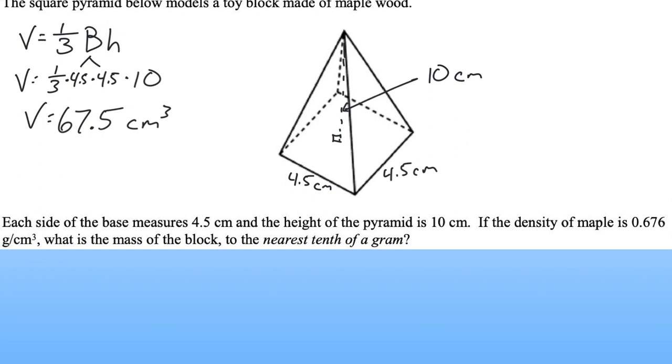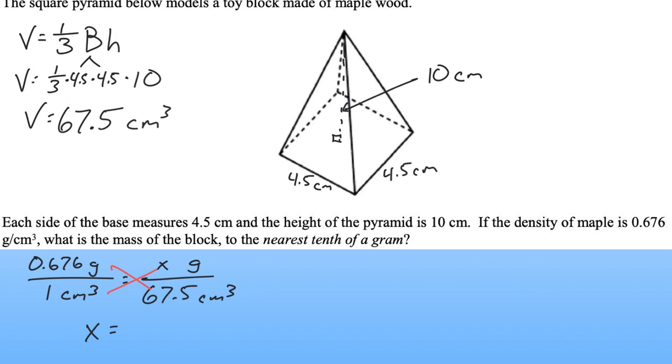So if we set up the proportion, we'll start with the unit ratio. So we have 0.676 grams for every 1 cubic centimeter. Now on the other side, we're looking for the grams. We don't know what it is. And we have 67.5 cubic centimeters. So to solve for this, we just cross multiply and we get x, and then literally right there what we're doing is we're multiplying 67.5 times 0.676. So it's the same thing in the end.